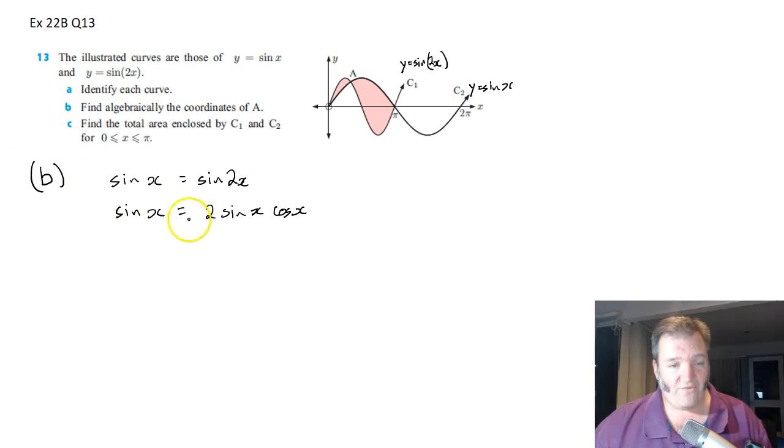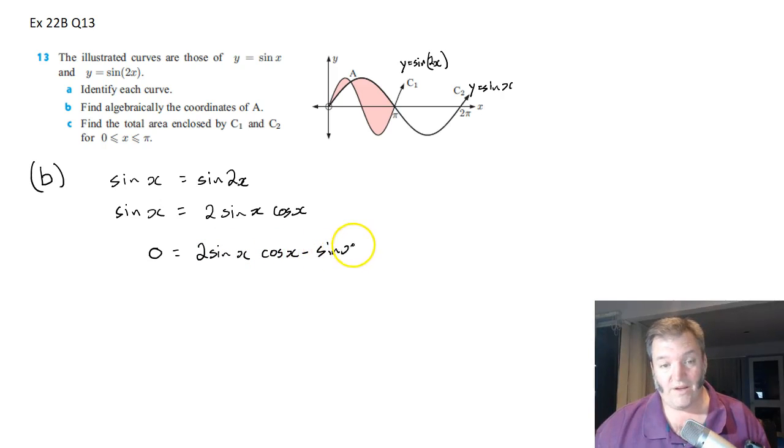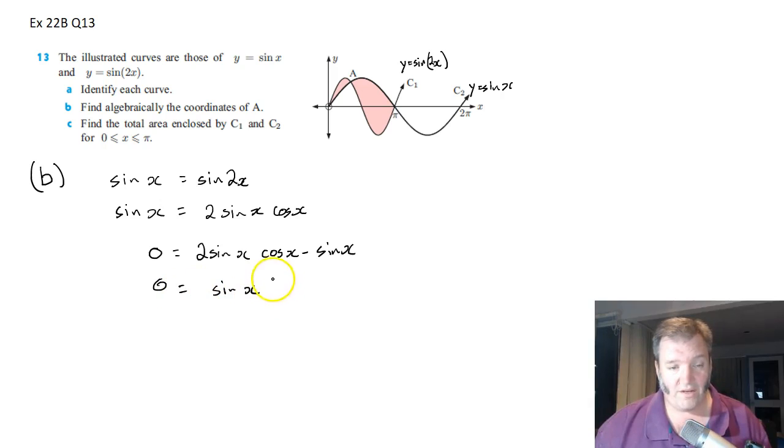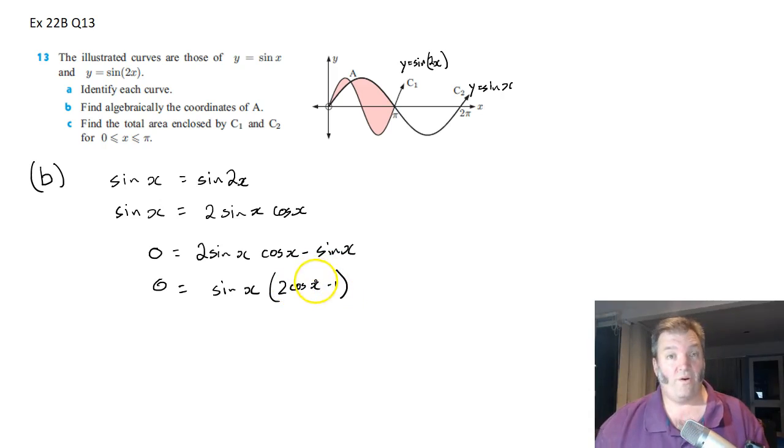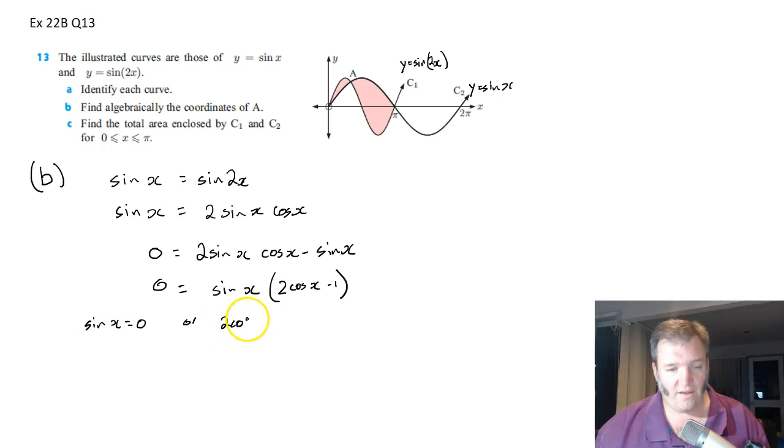If I'm trying to solve this, whenever I've got products, the danger is people will hear divide by sine x, which is very tempting, but don't do that. Remember, we want to get it equal to 0 and factorize to solve these things. Minus sine x there, so that's pretty straightforward. Now all we've got to do is factor out that sine x, and I've got sine x times 2 cosine x minus 1. Alright, null factor law: sine x equals 0, or 2 cosine x minus 1 equals 0.